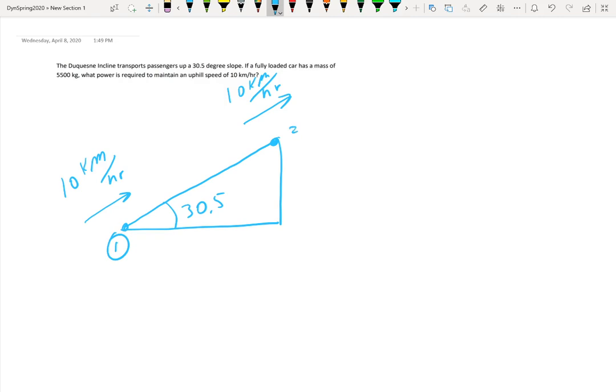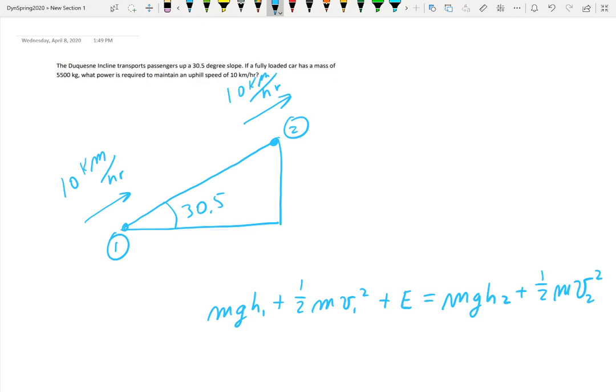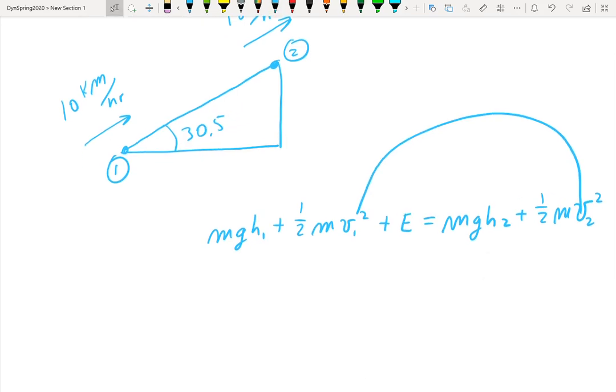So if I call this state 1 and state 2, I'll say mgh1 plus 1/2 mv1 squared, plus a certain amount of energy that was added to get it to mgh2 plus 1/2 mv2 squared. But it turns out this value and that value are equal. So what you have is the energy is just defeating gravity.